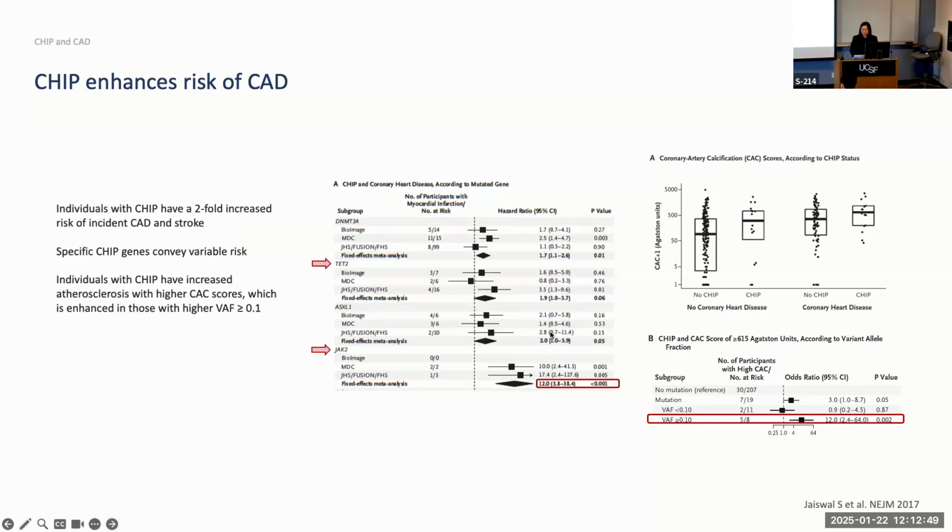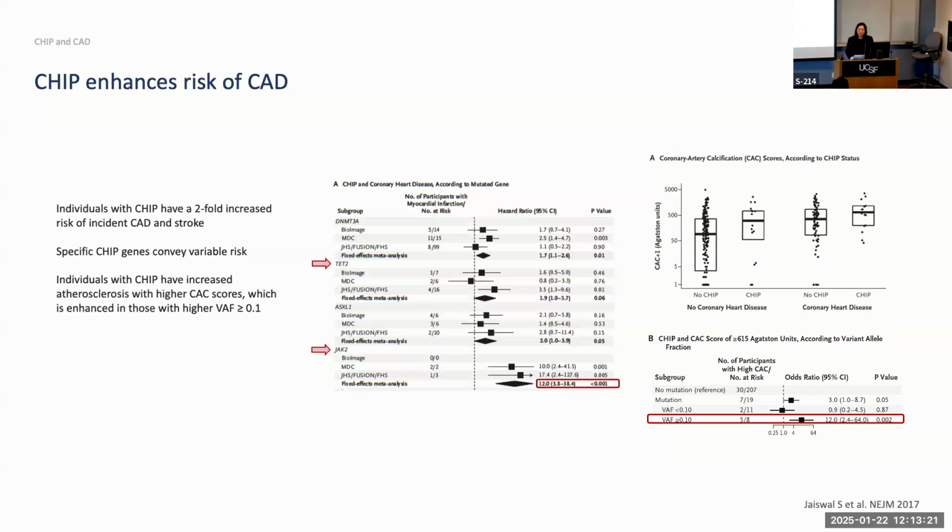And when we subdivide this further, we see that different CHIP genes actually carry a different risk for developing coronary artery disease and stroke. If we take a look at the very common genes like DNMT3A and TET2, we see about a 2-fold increased risk for CAD and stroke. But if we take a look at another gene, JAK2, we see the highest increased risk, about 12-fold. So again, this shows us that the specific CHIP gene matters in terms of your cardiovascular risk.